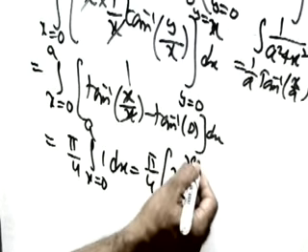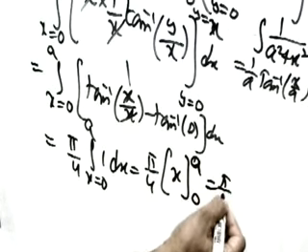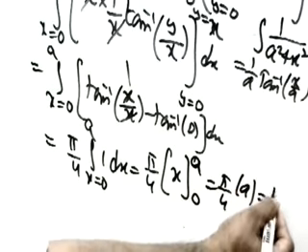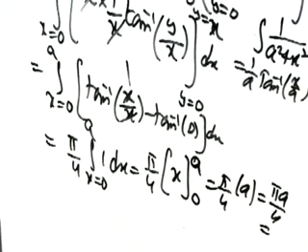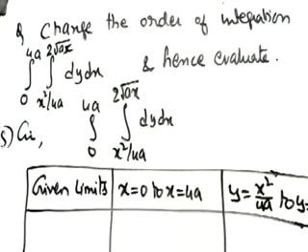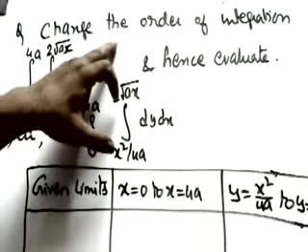So we have 0 to, what are the limits? a. Now upper limit minus lower limit. Pi by 4 into upper limit a, lower limit 0. So this will become pi a by 4. Now see the next question.